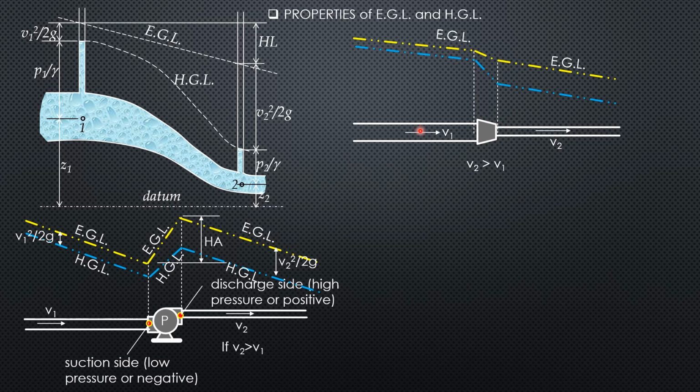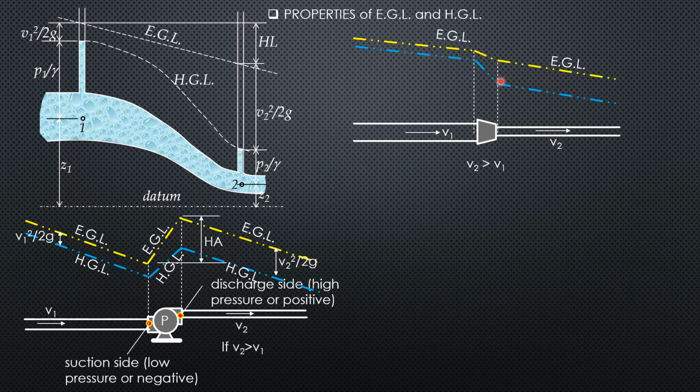Then, because V1 is low in value, the hydraulic grade line is closer to the energy grade line, and here it is farther from the energy grade line. So therefore, the property of the energy grade line is that it always slopes downward in the direction of flow, unless there is a machine that adds energy to the system, while the hydraulic grade line may rise or fall depending on the change in velocity. So that's the first case.